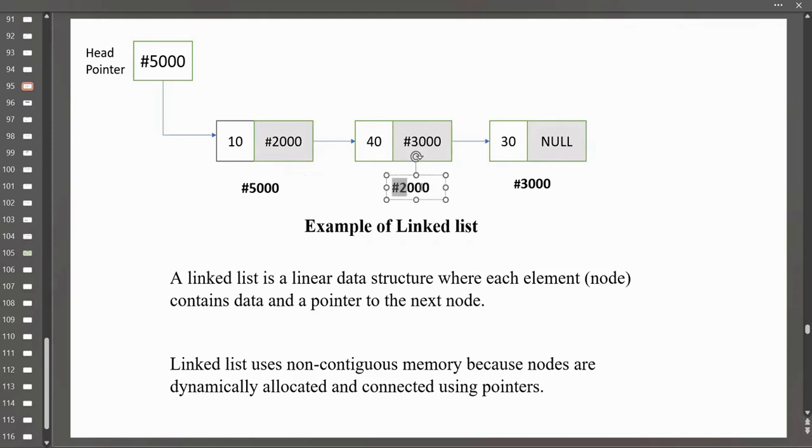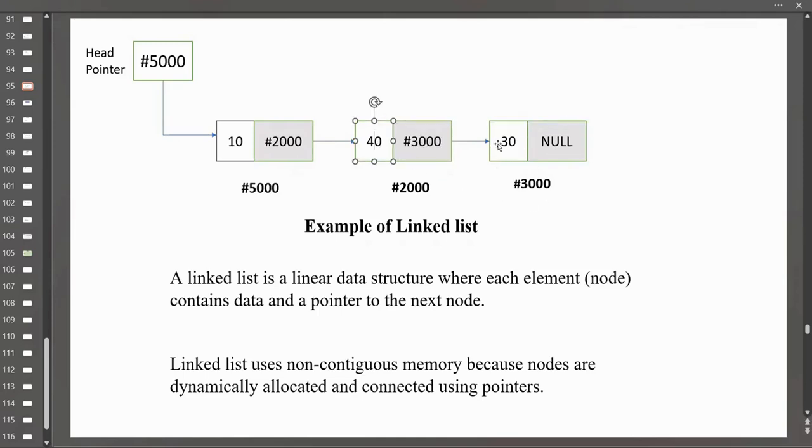This 2000 is the address of the second node, and I am storing it in the first node. Now this is the next node, with data 40 and 3000. Why are we writing 3000? Because 3000 is the address of the next node. So 3000 will be stored here, and 40 is the data.